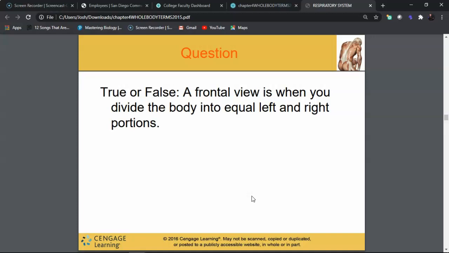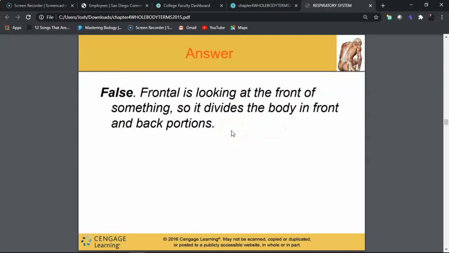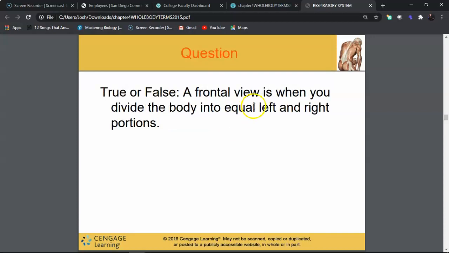Okay, true or false? The frontal view is when you divide the body into equal left and right portions. Okay, so remember, frontal gives us a front and a back. So we're not getting our side view here, so this would be false. Okay, a frontal view gives us a front and a back. If we were referring to an equal left and right half, that would be our mid-sagittal plane.